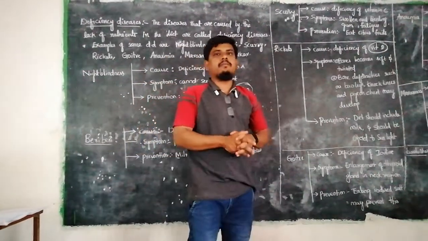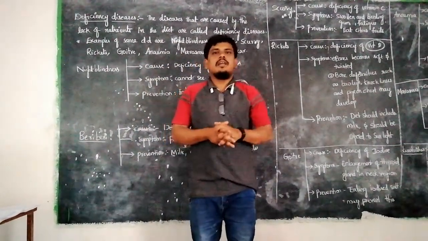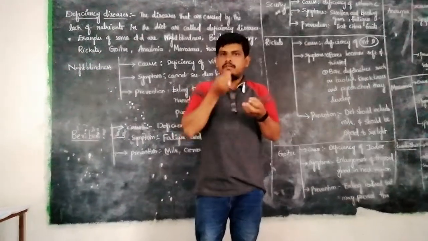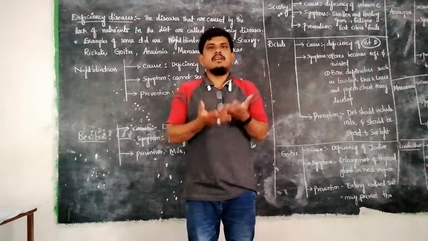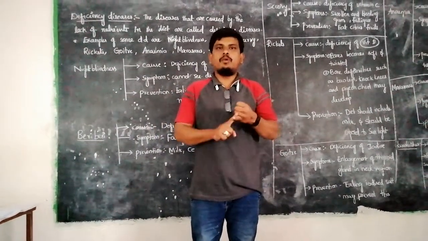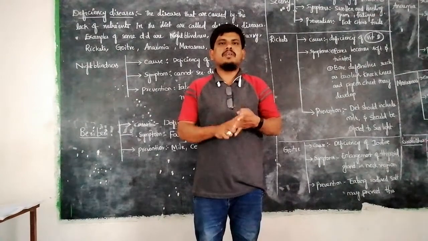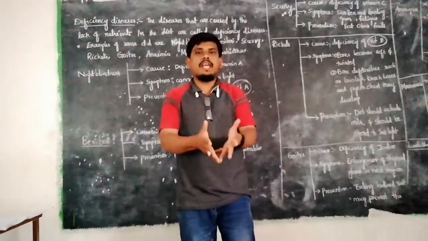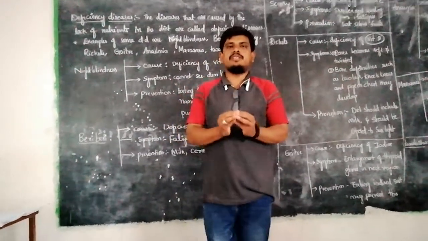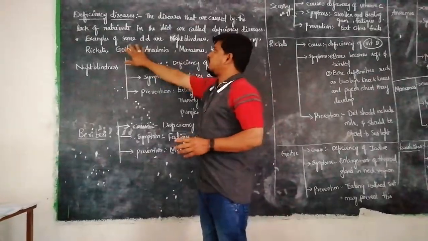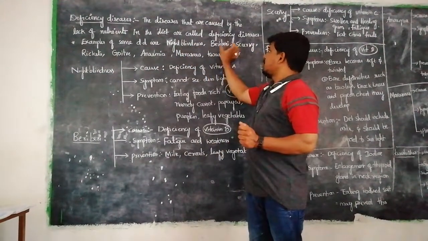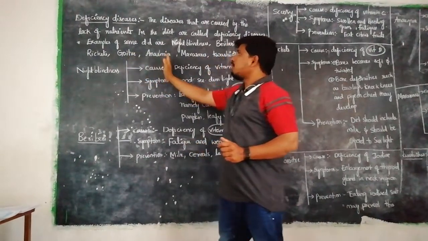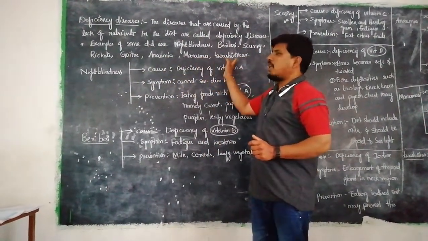Now here comes a question in the mind, that is, what are nutrients? Nutrients are nothing but the substances which are present in the food. Whatever diet we take, they are present in that. Examples of nutrients are carbohydrates, fats, vitamins, minerals, roughages, all these things have to be included. If we don't take all the nutrients in our diet, the diseases we are going to get are night blindness, beriberi, scurvy, rickets, goiter, anemia, marasmus and kwashiorkor.